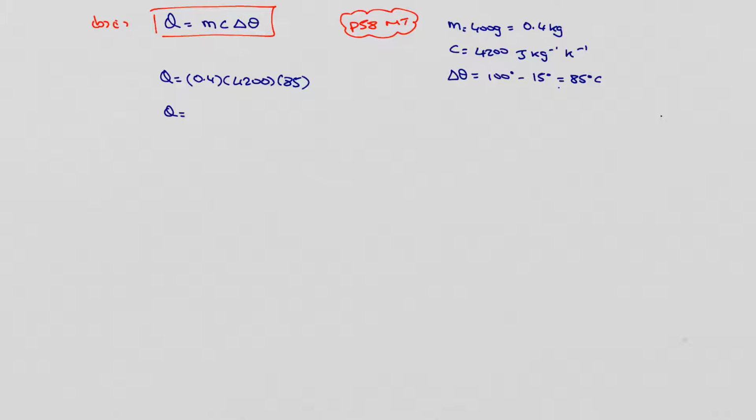Of 1 kilogram of a substance. So if we're multiplying out our brackets here and we simplify, well, what do we get? We get 1.428 by 10 to the power of 5, and that is joules. So again, we have 3 for our equation, and then 3 for substitution and getting out the correct answer.